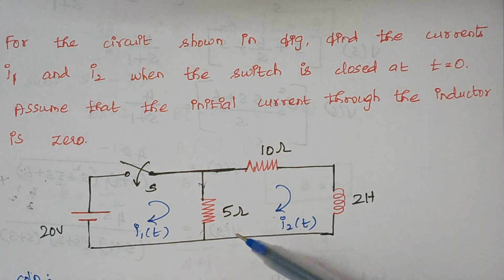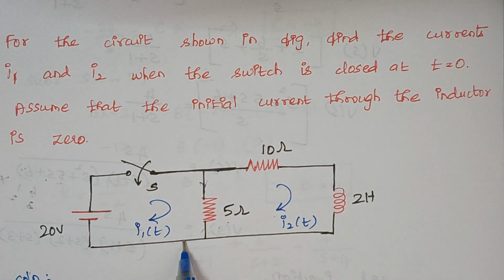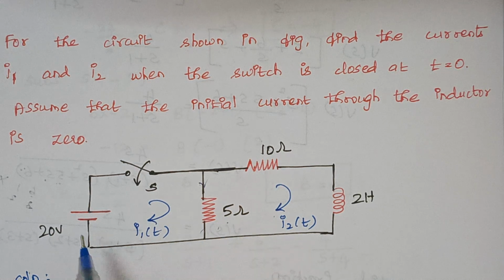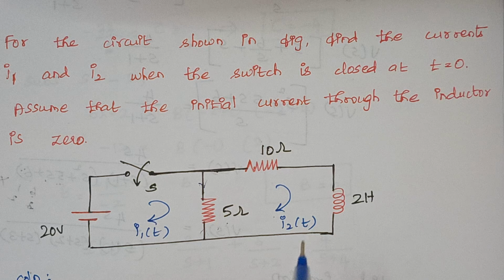And here we are requested to find the values of I1 and I2. So this is a given circuit diagram. It has two loops and it has a single source voltage. Let I1 and I2 be the currents that flow through the loop 1 and loop 2. Right. So the first step is, as usual, we have to apply KVL.